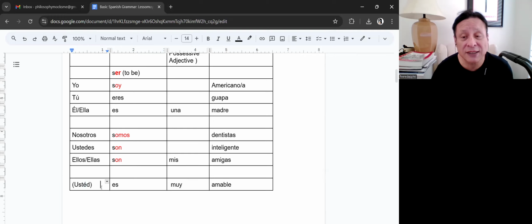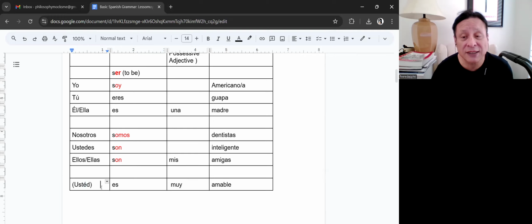So muy, that's why I put it up here. You can have an adverb here before the adjective, or you can have an article because it's an adjective. Or you could have a possessive adjective, right?